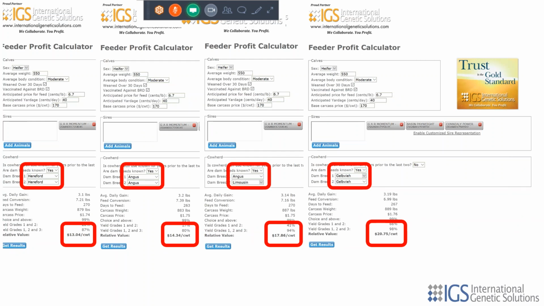There are a couple of other profit calculators out there, but they do not resimulate. They use essentially a static selection index where the weightings are the same. In our situation, it shifts because we're resimulating every time we run a new scenario.